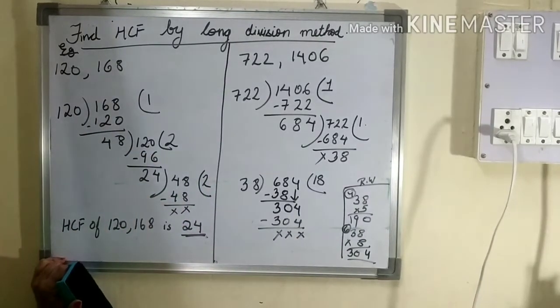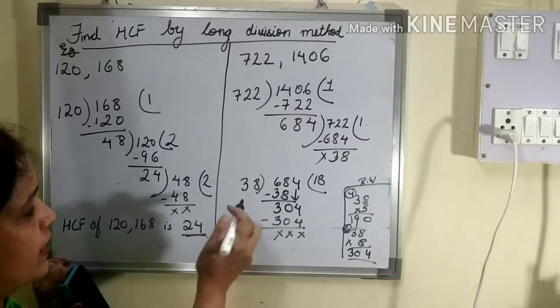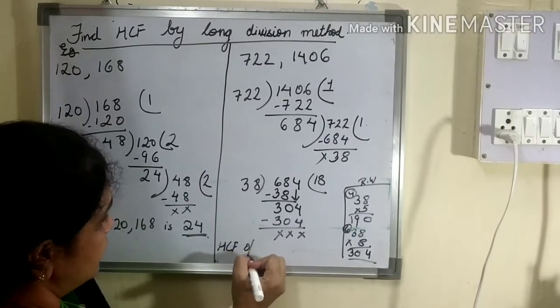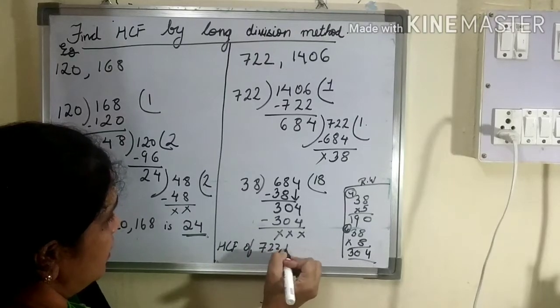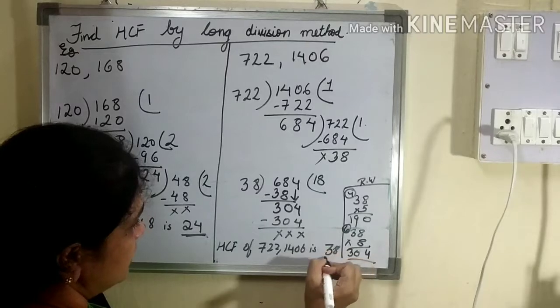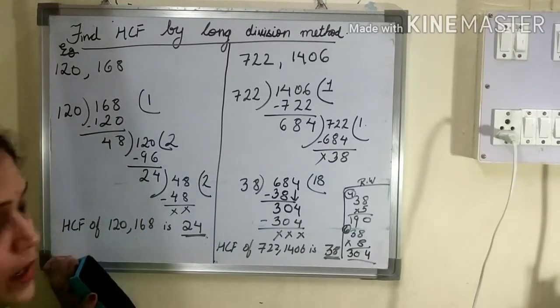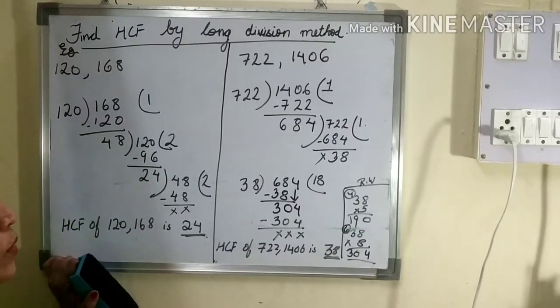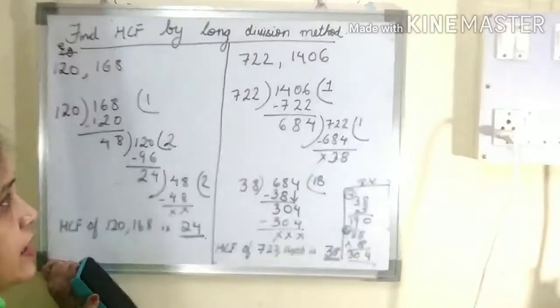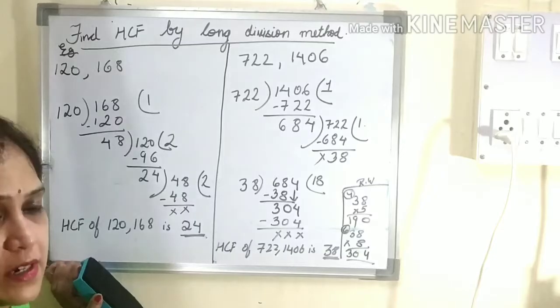Now this completes our division. So the last divisor, that means HCF of 722, 1406 is the last divisor, that is 38. Okay. So in this way we are going to solve. Okay. Have you understood? Now some sums I am sending as PDF. Do those sums in classwork 4.